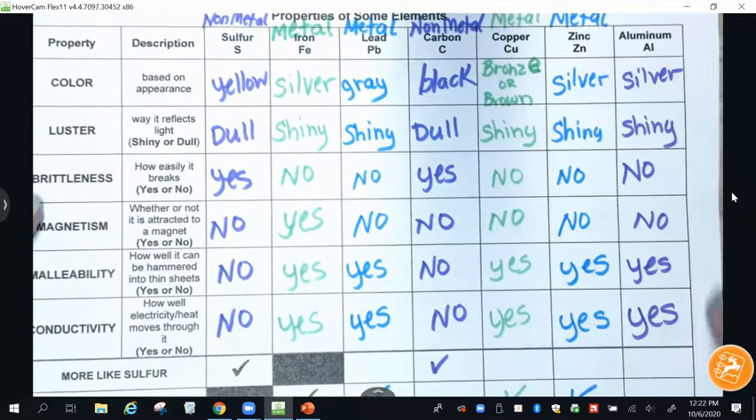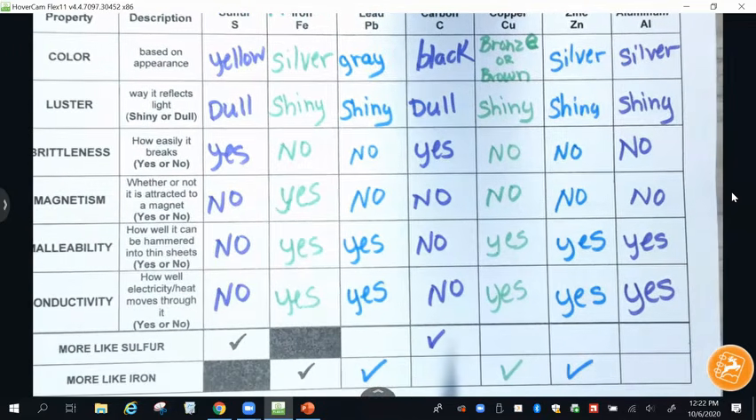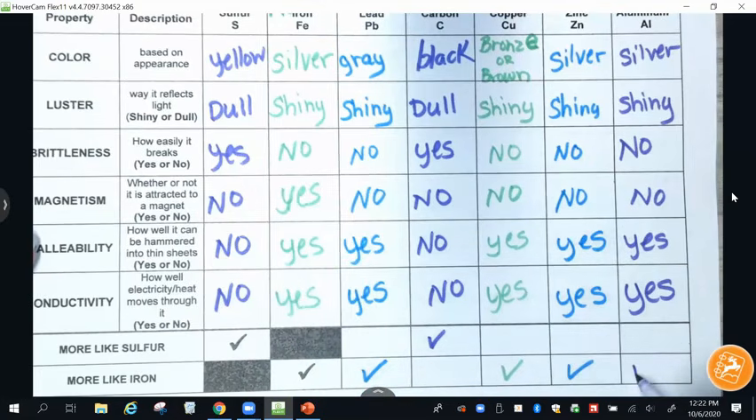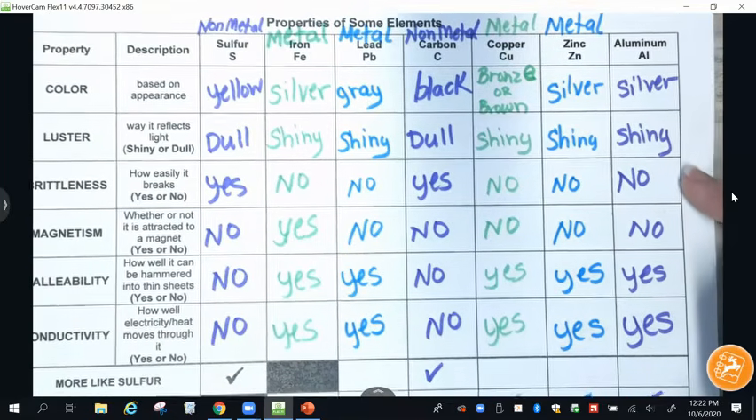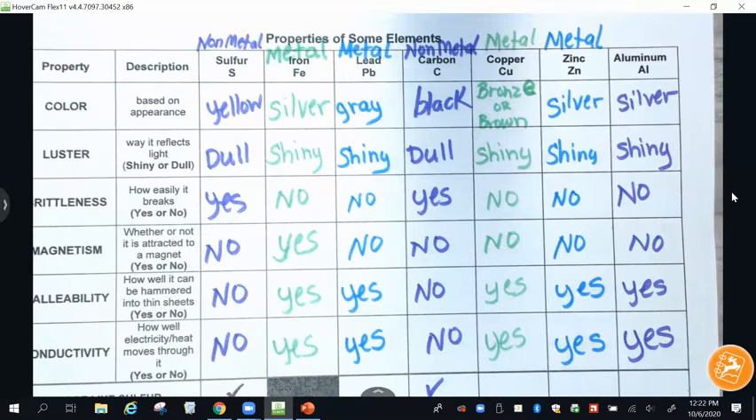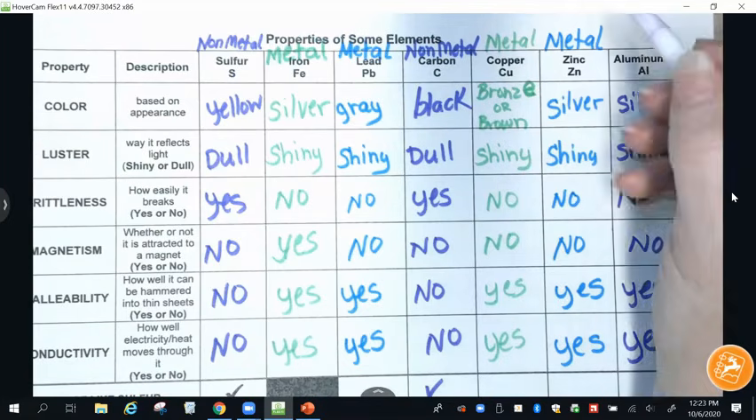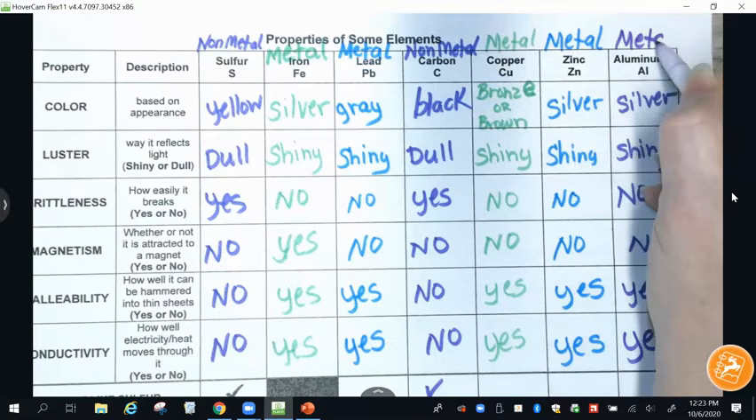Now we have to decide, does it have more in common with sulfur or more in common with iron? If you look at the properties, definitely more in common with iron. So we check off the iron. And at the top, we have to decide if it's a metal or a non-metal. Yes, it's conductive with electricity. Yes, it's malleable. No, it's not attracted to a magnet. No, it is not brittle. It's shiny and it's silver. All of those properties are properties of metal, so we write metal. Exact same properties.